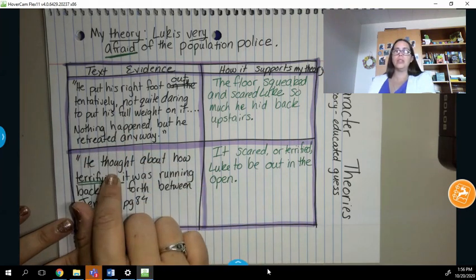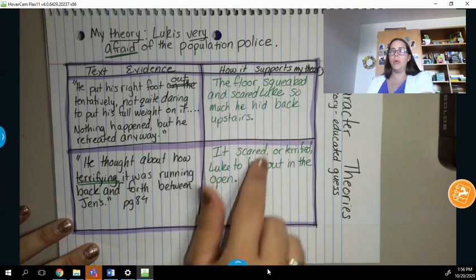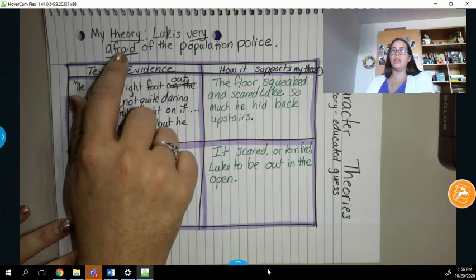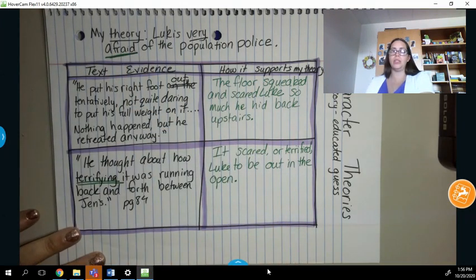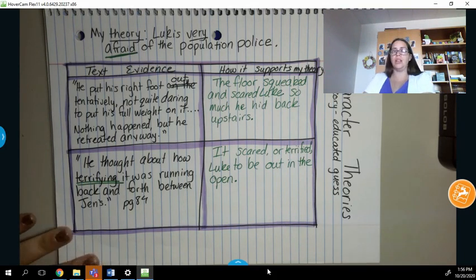So these two pieces of text evidence help support my theory that Luke is afraid of the population police, that he's afraid somebody's going to find him and something bad would happen to him or his parents or even his brothers. If you need to pause the video in order to finish writing down, now would be a good time to do so. Otherwise, I will see you at our next reading lesson.